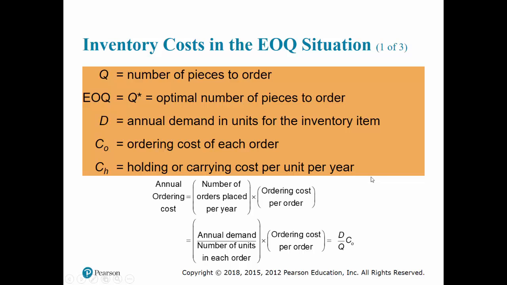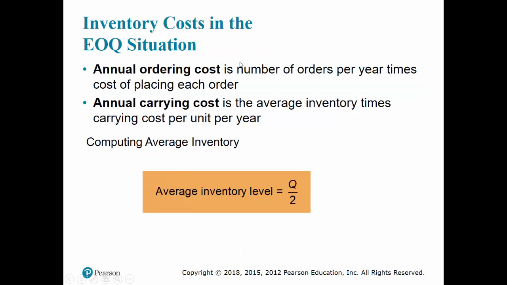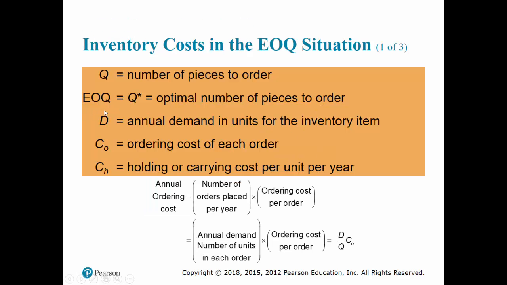Okay, so given that, now let's look at annual ordering cost. Annual ordering cost, remember, is how many times we order times the cost of placing one order. So if we have D as the annual demand, and if we order at the rate of Q per order, then D over Q will give us the annual demand divided by the number of units of each order.